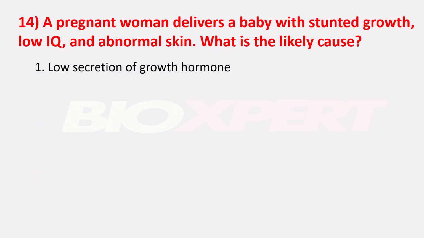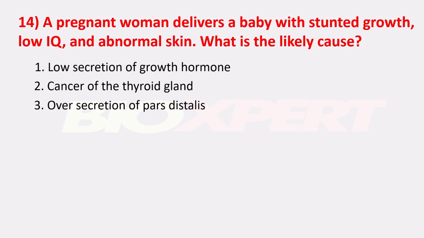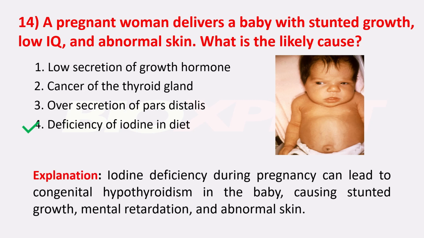A pregnant woman delivers a baby with stunted growth, low IQ, and abnormal skin. What is the likely cause? Deficiency of iodine in diet. Iodine deficiency during pregnancy can lead to congenital hypothyroidism in the baby, causing stunted growth, mental retardation, and abnormal skin.